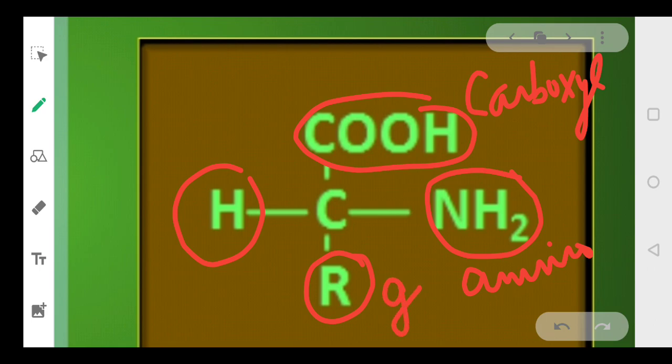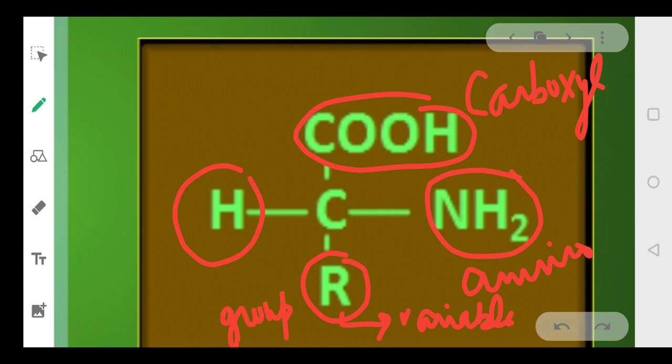This R group is called the variable group. Variable group means it keeps on changing. It is different in different amino acids. The rest, all three, remain the same. So on one side we have a carboxyl group, on another side an amino group, on another side a hydrogen atom, and on the fourth side an R group, which is called your variable group, or also the side chain. This will be different in different amino acids.